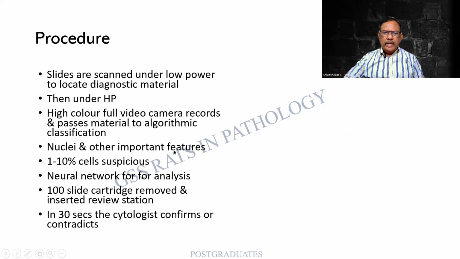There is a high color, full video camera that records and passes on the material to this algorithmic classification. Nuclei, nucleoli, other important factors, and the percentage of suspicious cells are picked up. And the neural network is brought into action for the analysis. There can be a 100 slide cartridge that can be inserted into a station. At a time, you find hundreds of these slides can be reviewed and analyzed by this neural network. In 10 seconds, the cytologist, on the contrary, after all this analysis is over, will be able to confirm whether it is malignant or not, because everything is being focused as such.